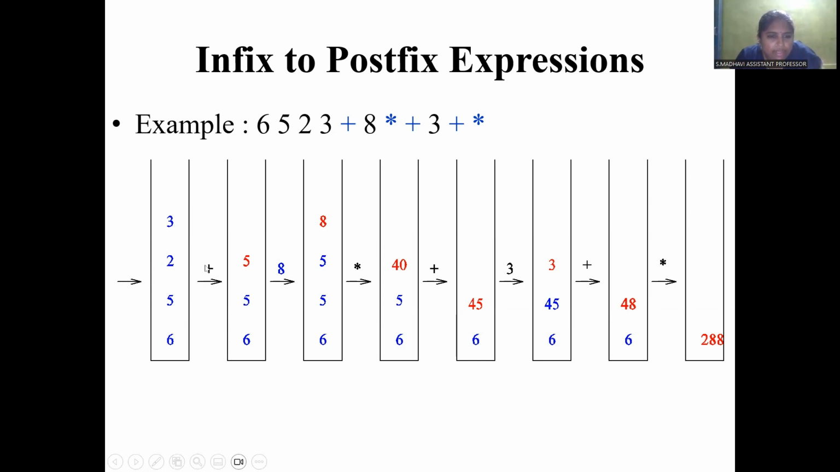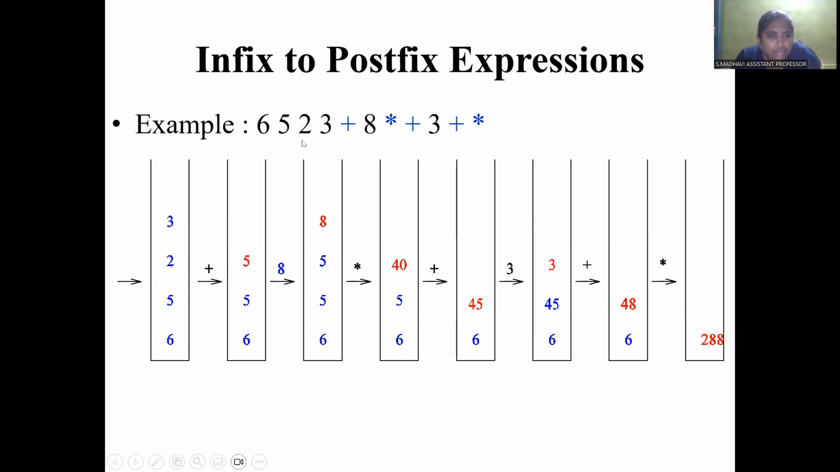If it is a plus, I have to pop the first two elements. Which one comes out first here? 3 and 2. So I pop these two elements, 3 and 2, and apply this operator. 3 plus 2 will be 5. So I have written 5 here and I push it onto this stack.